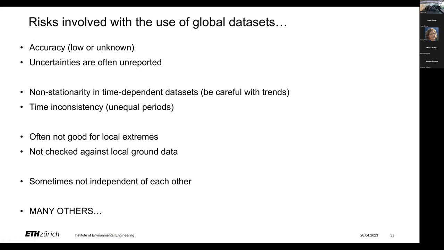They're often not good for local extremes, I would argue. If you want to pull some sort of statistics of heavy rainfall from a global data set, I would not trust that number too much. They should always be checked against local ground data. And sometimes, very important, they're not really independent of each other.